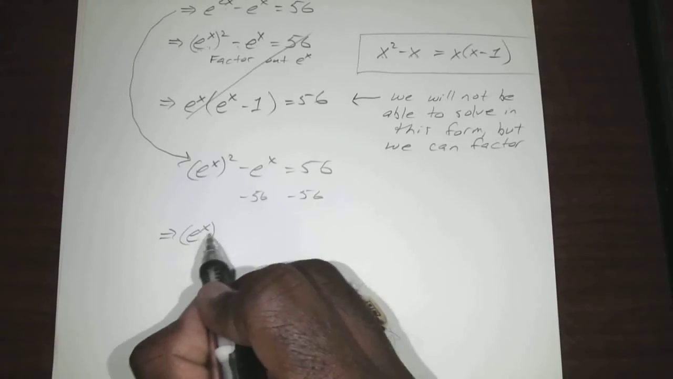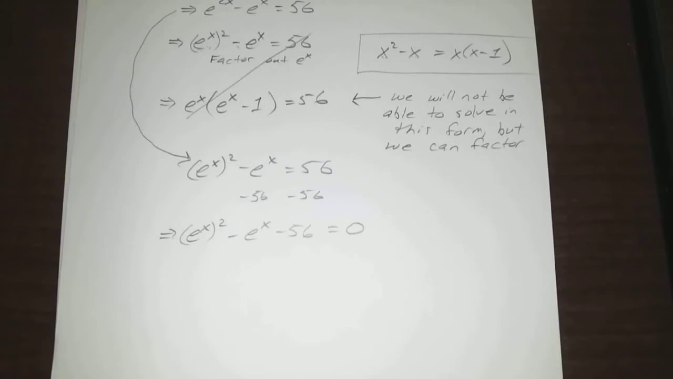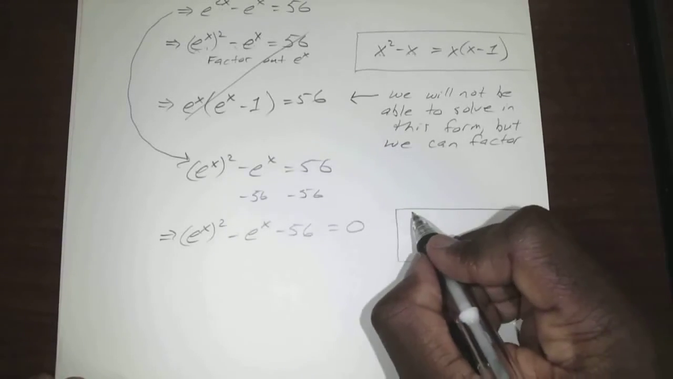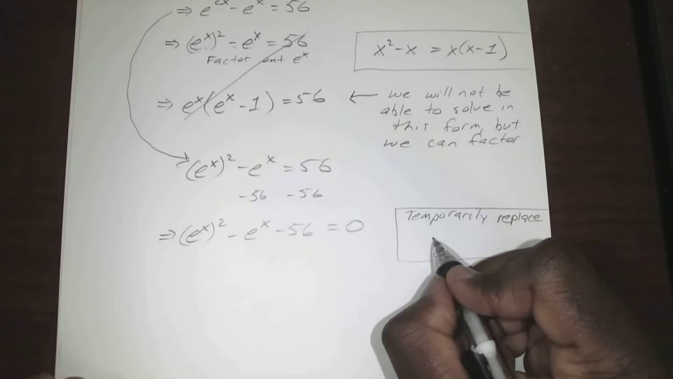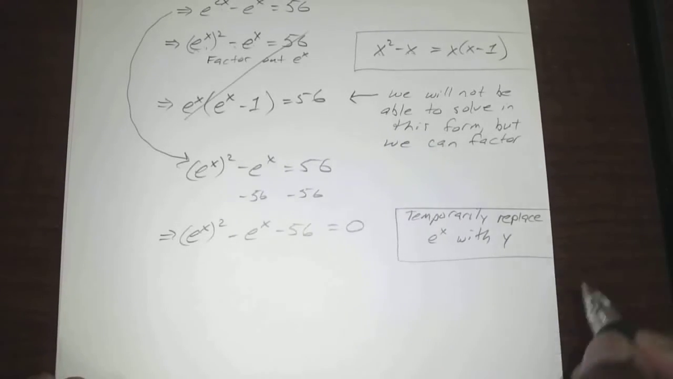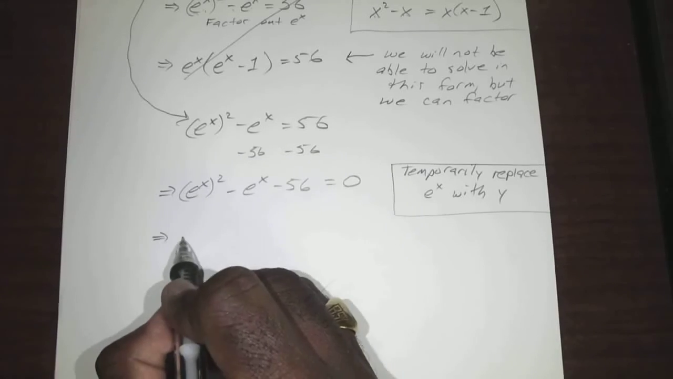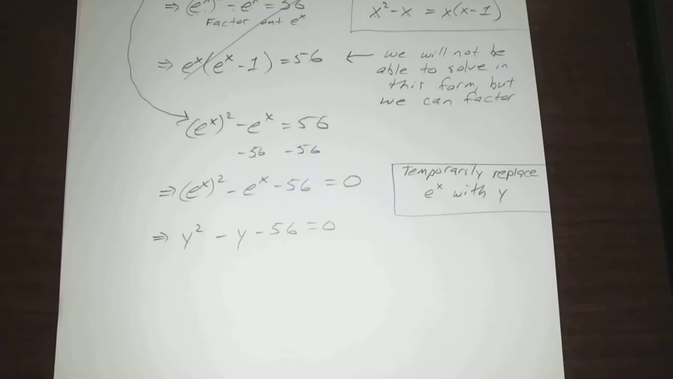Okay, so we have e to the power of x squared minus e to the power of x minus 56 equals 0. Okay, so now just temporarily replace our e to the power of x with y or x or anything else. So temporarily replace e to the power of x with y, or any other variable you want to use. Okay, so that will give us y squared minus y minus 56 equals 0. Now that form is a little easier to solve.